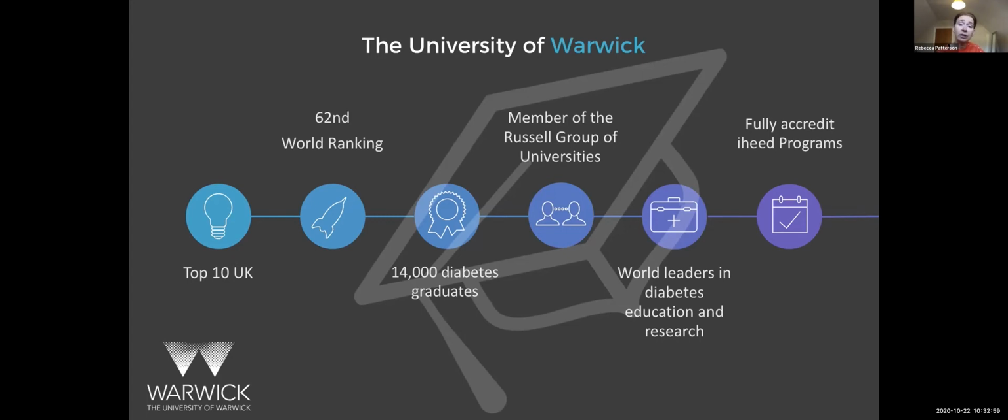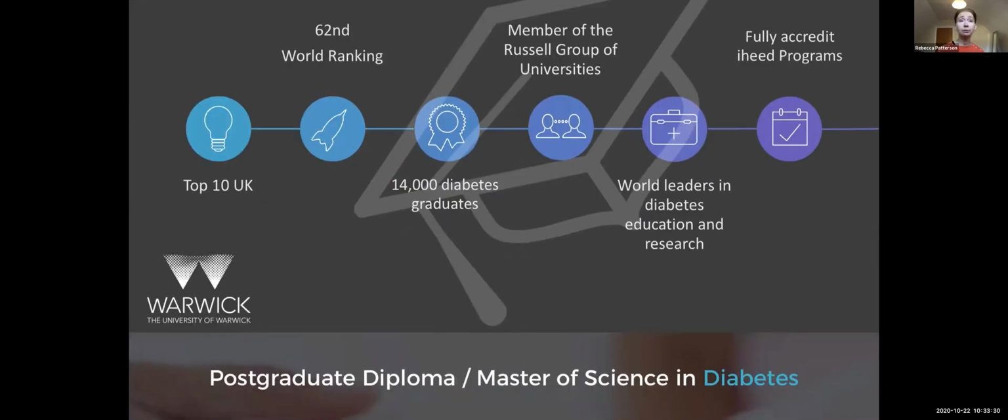World leaders in diabetes education, as I said, and they fully accredit the IHEED programs. That means you are getting your university certificate directly from the University of Warwick. Nowhere on your certificate does it say blended or distance or online learning. You get the exact same qualification as if you flew to the United Kingdom and did the qualification in a face-to-face environment, so there's no differential between the online and the face-to-face qualification.